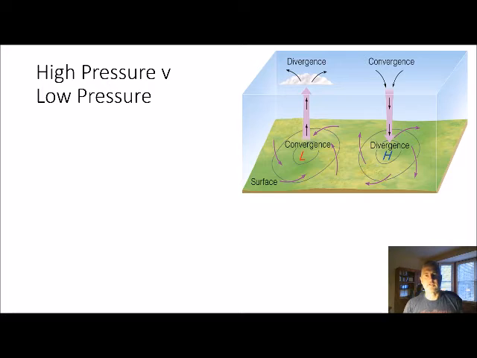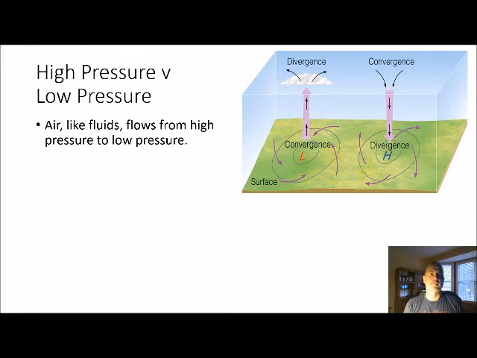So just understand the terms of convergence and divergence, and a lot of times the questions will reflect to if it's at the surface or in the upper atmosphere, because it's the opposite high above in the upper atmosphere. Air flows like fluids. It's going to flow from high pressure to low pressure. So if you see a high pressure system and a low pressure system, it's going to, as it comes out of the high pressure system, it's moving towards the low pressure system.